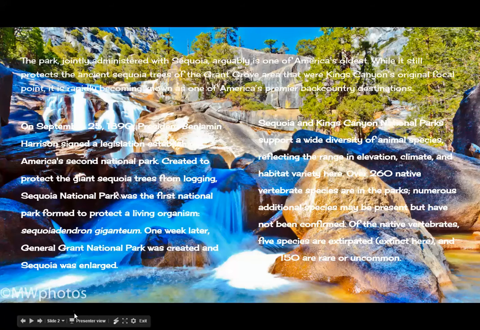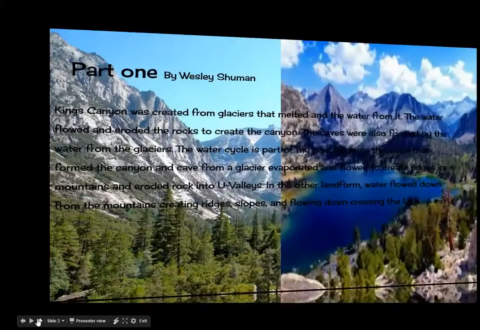Sequoia and Kings Canyon National Parks support a wide diversity of animal species, reflecting the range in elevation, climate, and habitat here. Over 260 native vertebrate species are in the parks. Numerous additional species may be present but have not been confirmed. Of the native vertebrates, 5 species are extinct here, and 150 are rare and uncommon.